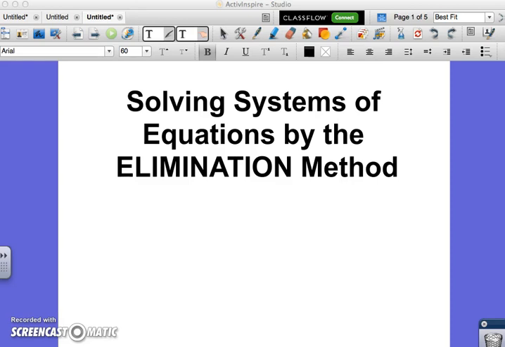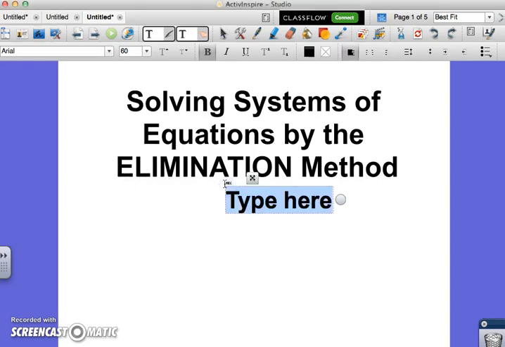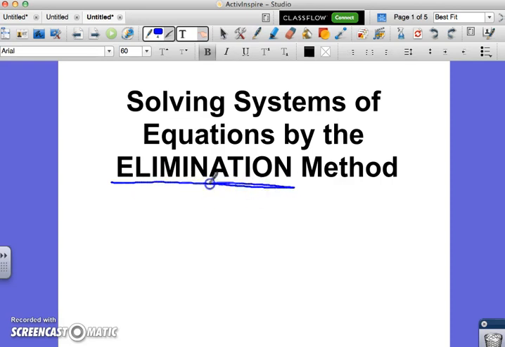As we've been looking through this unit, we've been solving systems of equations. We've been solving these two or more equations that may or may not intersect. We've solved them by different methods. Tonight we introduce the elimination method.